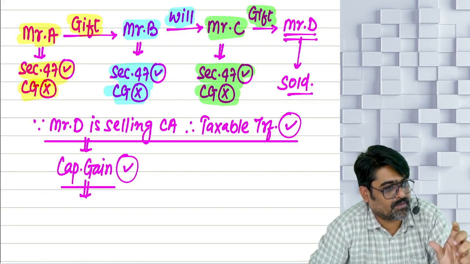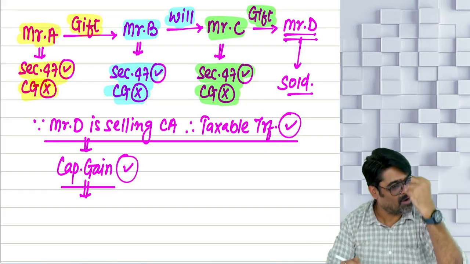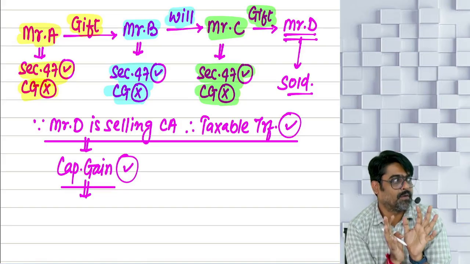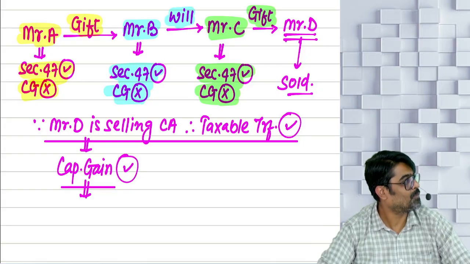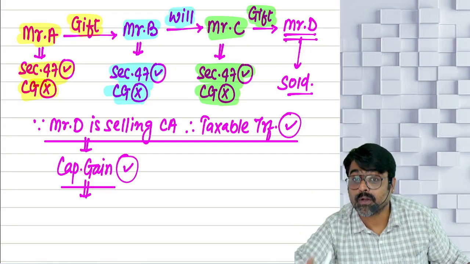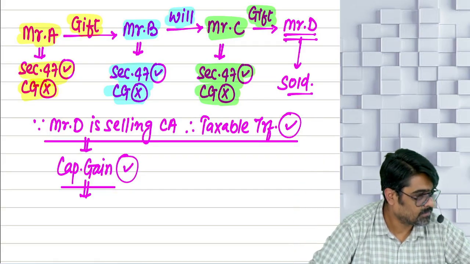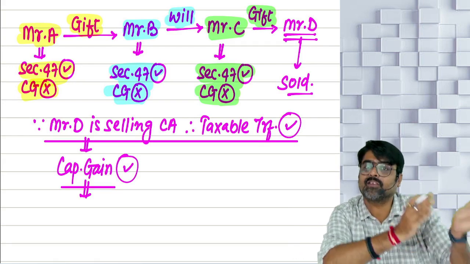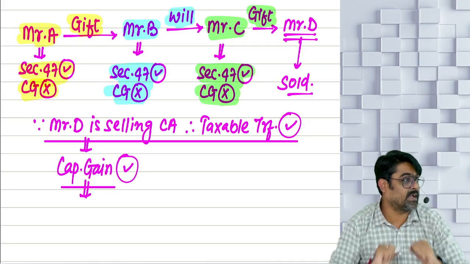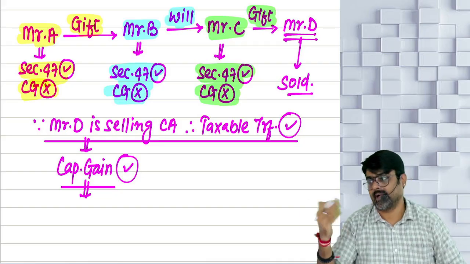What will be the cost of acquisition for D? Sir, D has acquired the asset by way of gift. See, D has acquired the asset by way of mode specified under section 49(1). Cost to previous owner as per 49(1) will be deemed to be cost in the hands of D. That is sure. Because D has acquired the asset by way of gift, and gift is a mode specified under section 49(1). So I will have to take cost to the previous owner as the cost in the hands of D.